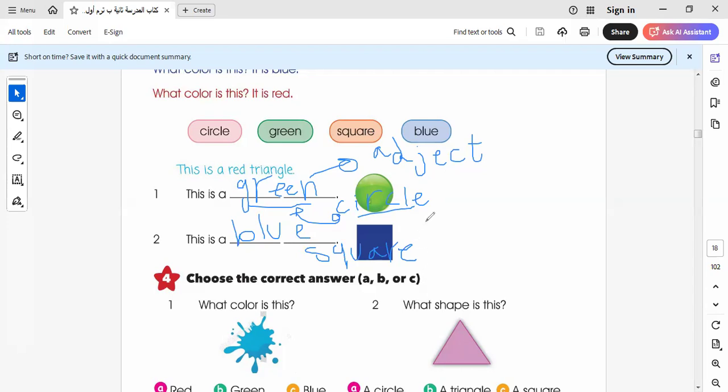We say blue color. I would like you to know this now. Later I will explain the arrangement, or the order, of the adjectives. We will learn it later in detail. Okay. Let's go to another one here.